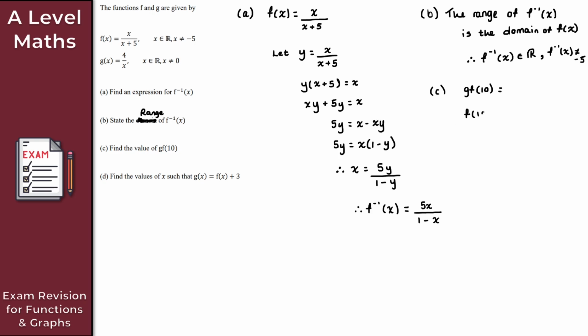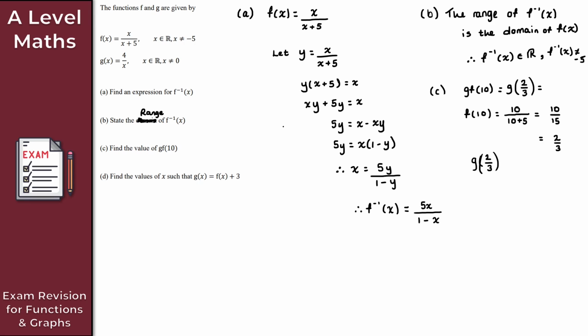So f of 10 is 10 over 10 plus 5. So what we get here is 10 over 15. Now 10 over 15 just simplifies to give us 2 over 3. So what we now need to find is g of this, so g of 2 over 3. So gf of 10 is just equal to g of 2 over 3.